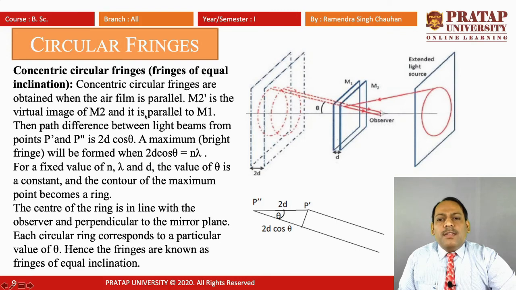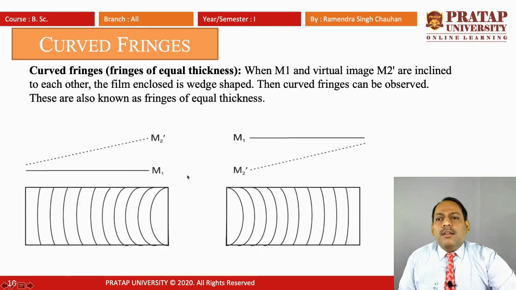And when the image is parallel, then an air thin film will be formed of uniform thickness, and in that case, if we observe the fringes, we will have circular fringes here, and for those circular fringes, the path difference can be determined, and the path difference will be 2d cos theta is equal to n lambda.